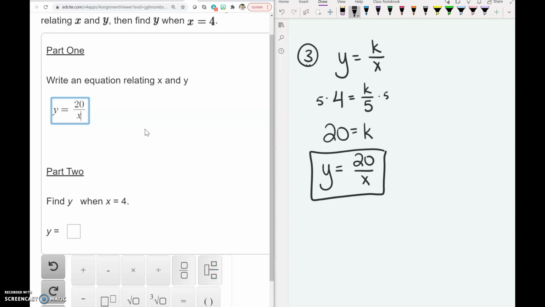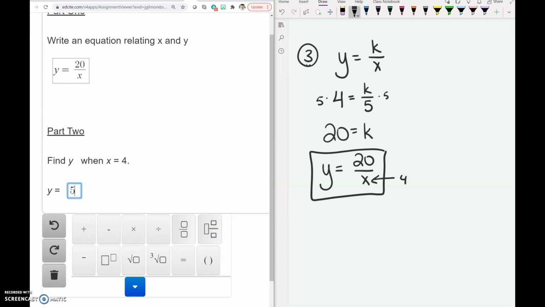If you type in 4 equals 20 divided by 5, if you type in y equals 20 divided by 4, that's not going to work. It has to be y equals 20 divided by x. The x and the y need to be in there, and the 20 needs to be in there. Part 2, find y when x equals 4. That's where you plug that 4 value in. What is 20 divided by 4? 5.